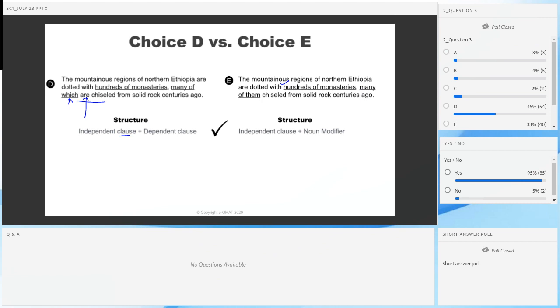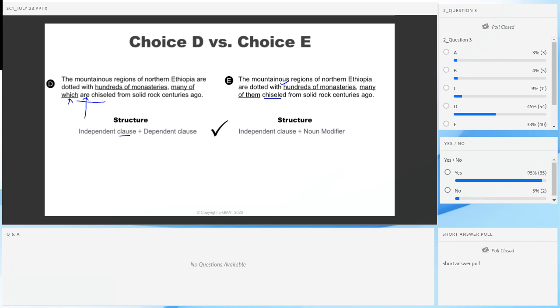Okay. "Chiseled is acting as a verb." No, "chiseled" is acting as a verb-ed modifier. Ask yourself, did the monasteries chisel anything? Did the monastery do the job of chiseling anything? No. So "chiseled" is not a verb. It is a modifier. Exactly the same thing that we saw in choice A. If you did not have that question about "chiseled" in choice A, you should not have this question about "chiseled" in choice E also, because the structure is absolutely the same. So, do not complicate things when they are not complicated. That's the basic rule of doing anything right: do not overcomplicate things when they are actually simple. Okay.